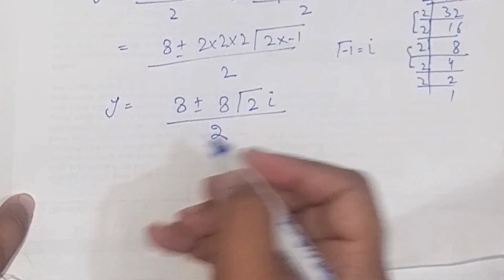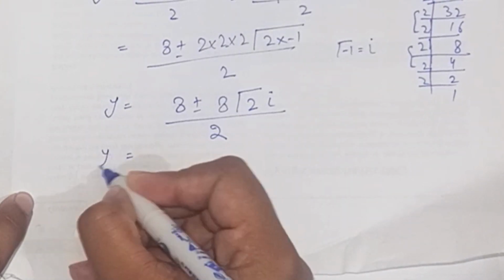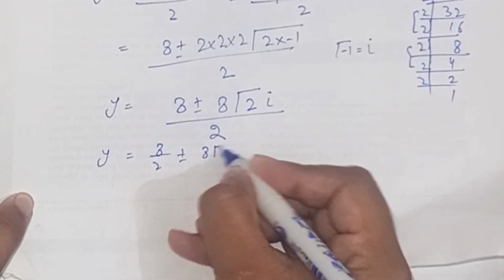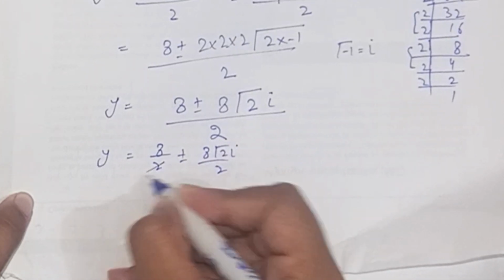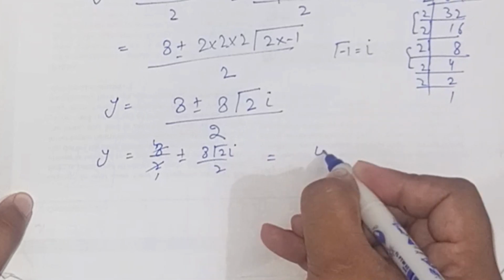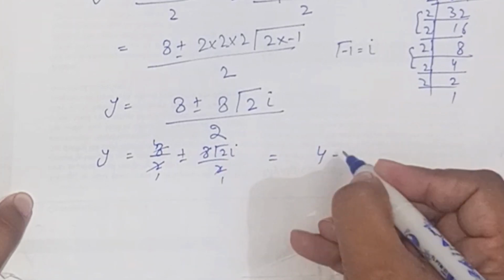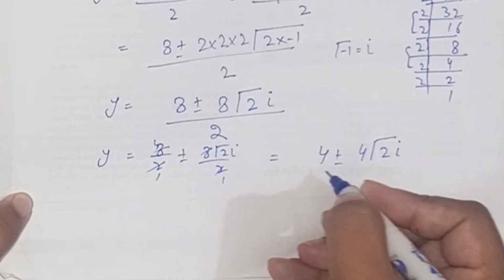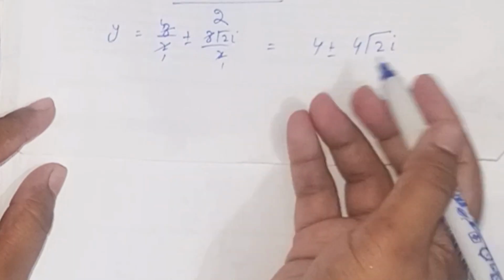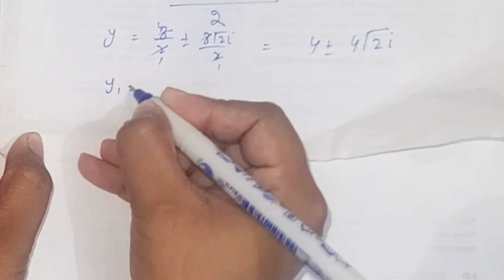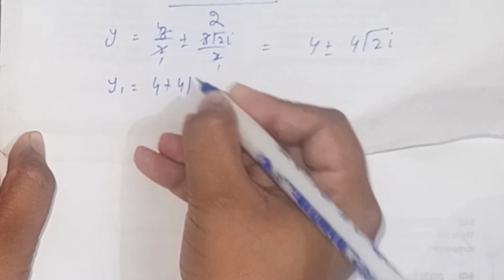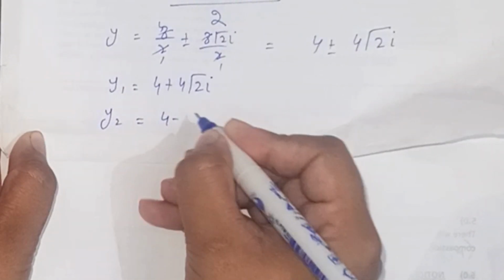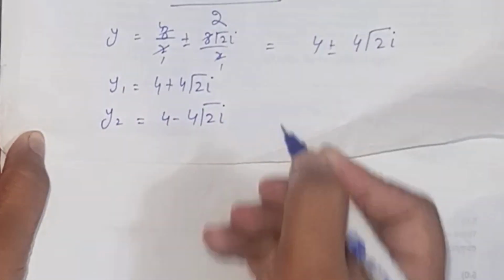So we write this as y is equal to 8 over 2 plus minus 8 times square root 2 iota over 2. So 2 ones are 2 and 2 fours are 8, we get 4. This will also cancel, we get 4 times square root 2 iota. So this is the value of y. We write this as y1 is equal to 4 plus 4 times square root 2 iota, and y2 is equal to 4 minus 4 times square root 2 iota.